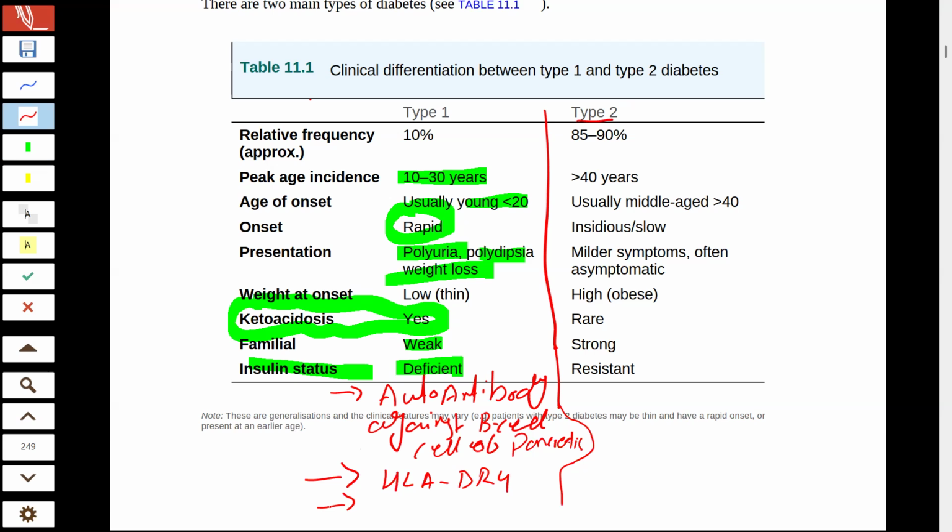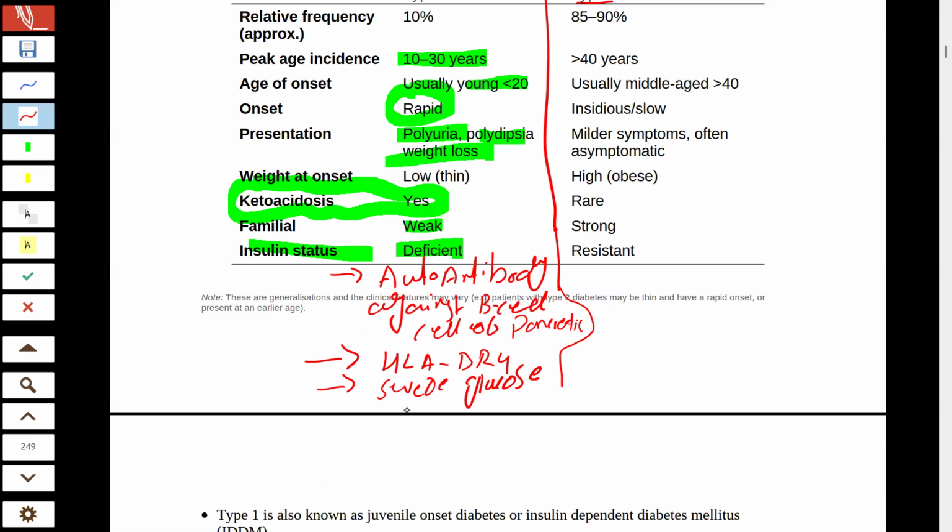And in type 1 diabetes mellitus, there is severe glucose intolerance. Then the presentation is polyuria, polydipsia, and weight loss. This is the most common presentation in type 1 diabetes.